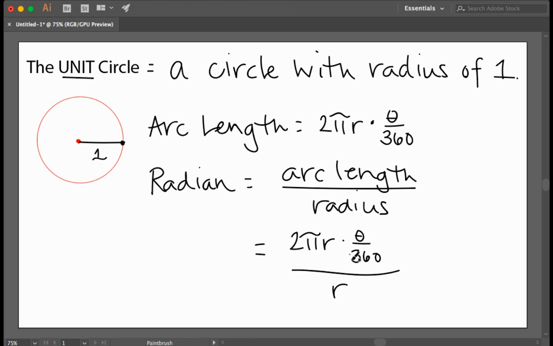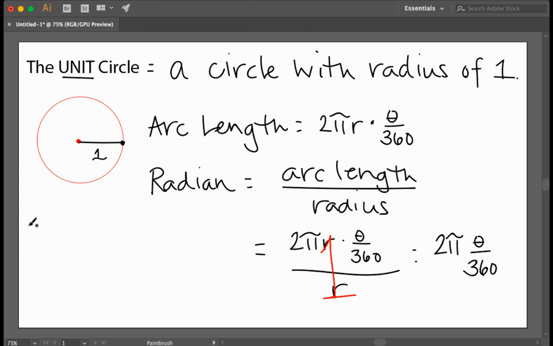I know it's a little crazy because you have this fraction inside a fraction, but what you're doing is multiplying this all together and then dividing by r. So you can see here that you're first multiplying by r and then you're dividing by r. And we know, hopefully it's become a theme so far in this unit or this course, that when you have r divided by r, you can make 1. So 2 pi r times theta over 360 divided by r is just 2 pi times theta over 360.